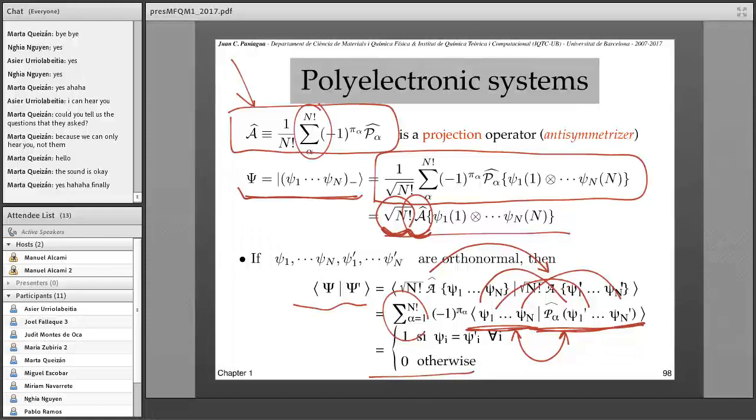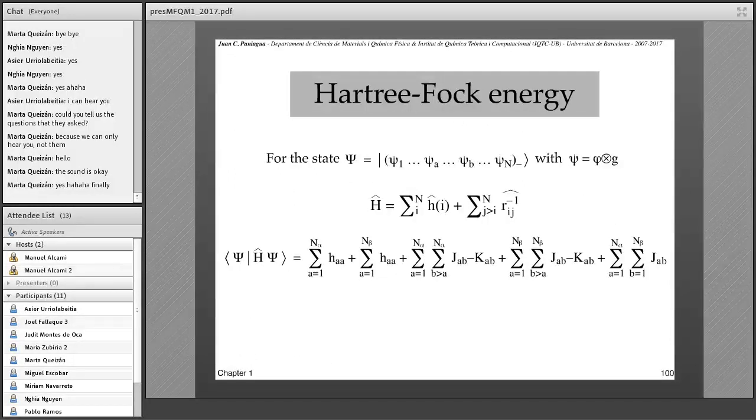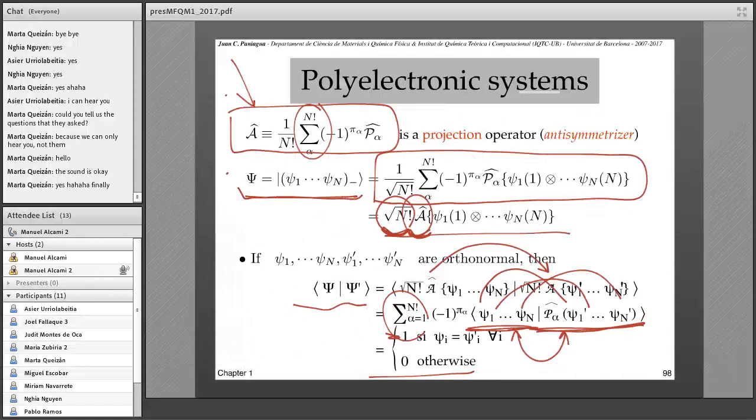And in fact, they are normalized if they are written in the same order. If they have the same spin orbitals but with some ordering change, then this could be minus one instead of one. But if we have the same ordering, they are orthonormal. This can be used, for instance, to prove the well-known Slater-Condon rules, and you will see this in another subject, so I will not enter this question. And it's very straightforward to express, for instance, the Hartree-Fock energy by using the rules in terms of integrals, etc. But these are questions that will be dealt with in other subjects in the master.